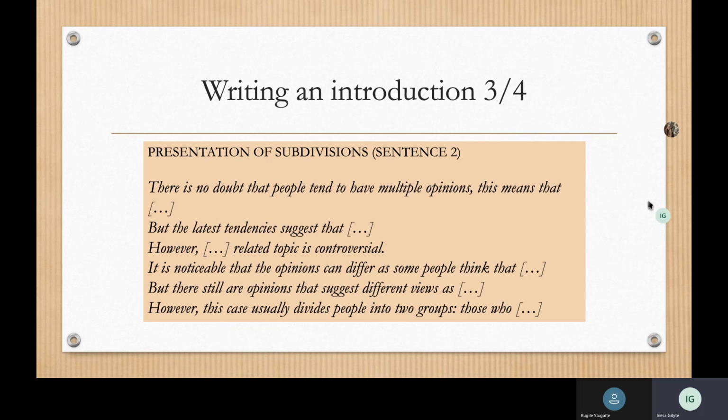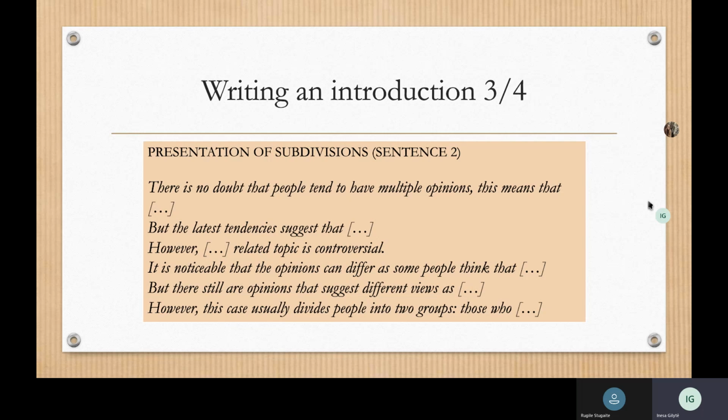So you can take a look at these examples and take them into consideration if you get the for and against essay for the writing task. And keep in mind that the second sentence, if you use this structure, which is rather useful, presents that opinions can differ and suggest different views, and so on and so on.